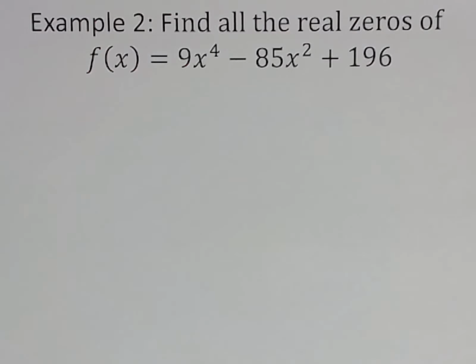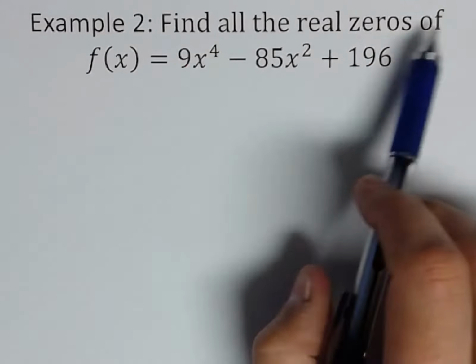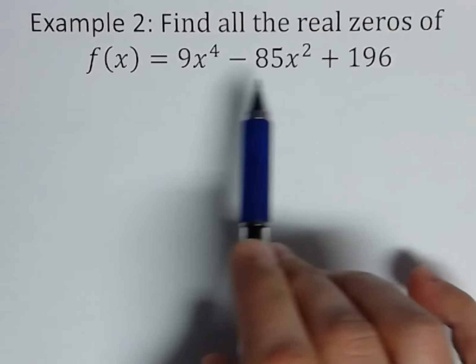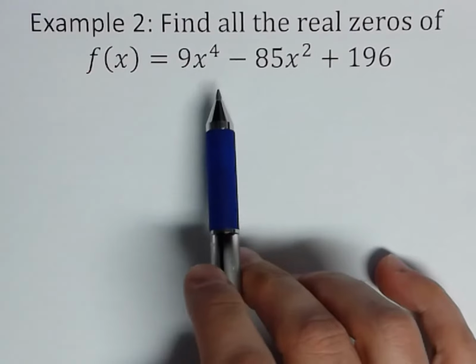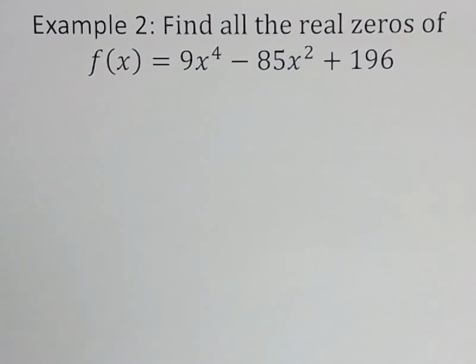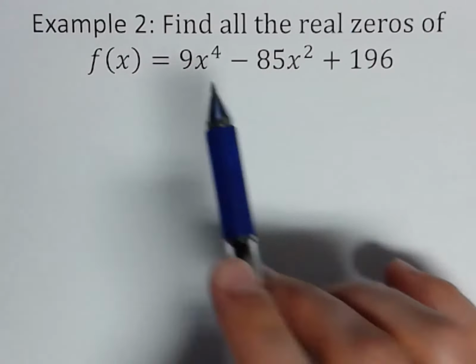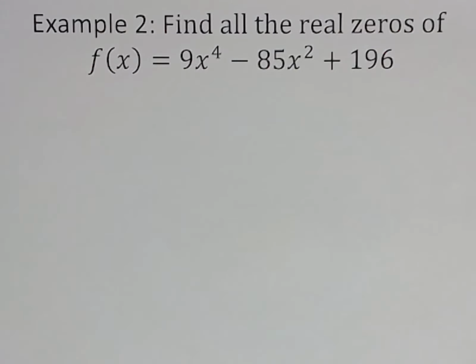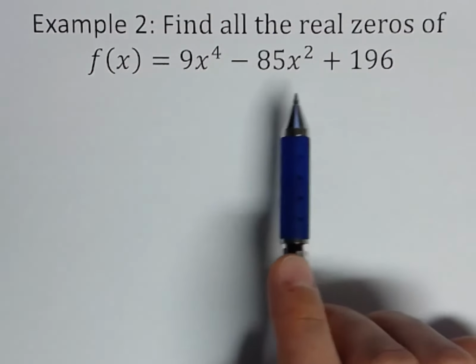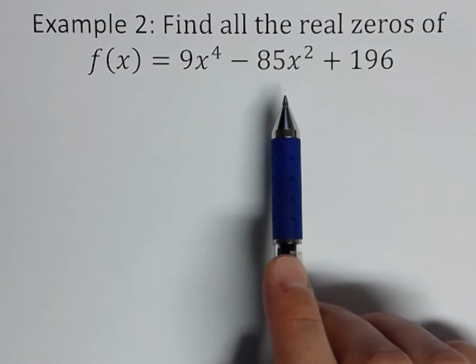Okay, another example here as we get close to wrapping up this lesson. We want to find all the real zeros of this polynomial. So, a fourth degree polynomial, we've got a potential of 4 real zeros. We could have less, but we could have up to 4 real zeros. Very similar to what we've done before. I don't see anything obvious that will factor, so what do we do?